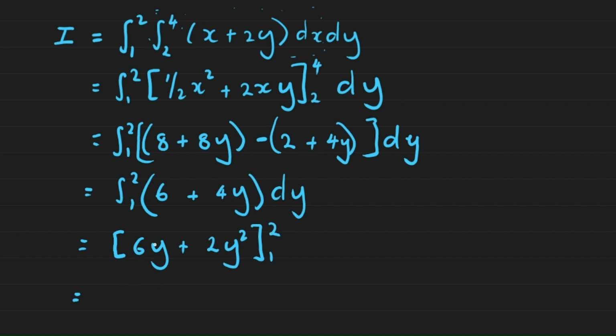Substituting it in as we would usually do. 6 times 2 is 12, and then 2 squared is 4. 4 times 2 is 8. Then we have minus, we just substitute in 1, so we have minus 6, minus 2. So 12 plus 8 is 20, 20 minus 6 is 14, 14 minus 2 is 12. So this is a simple example of how we would integrate a double integral. So the technique is just simply to do the inner integral first, thereafter the outer, and when we're doing the inner integral, we would simply keep the other variable constant.